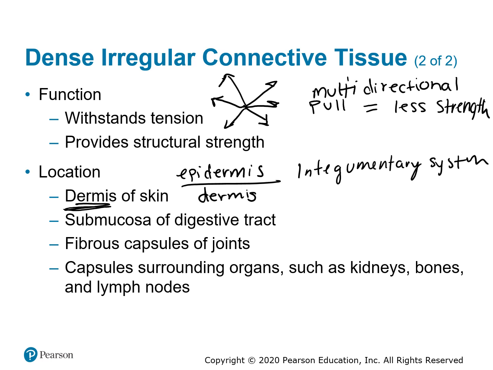You'll find it in the submucosa of your digestive tract, and some of the fibrous capsules of your joints, and in some of the places surrounding your kidneys and your bones and your lymph nodes. So they kind of wrap around your joints, organs, and some bones.